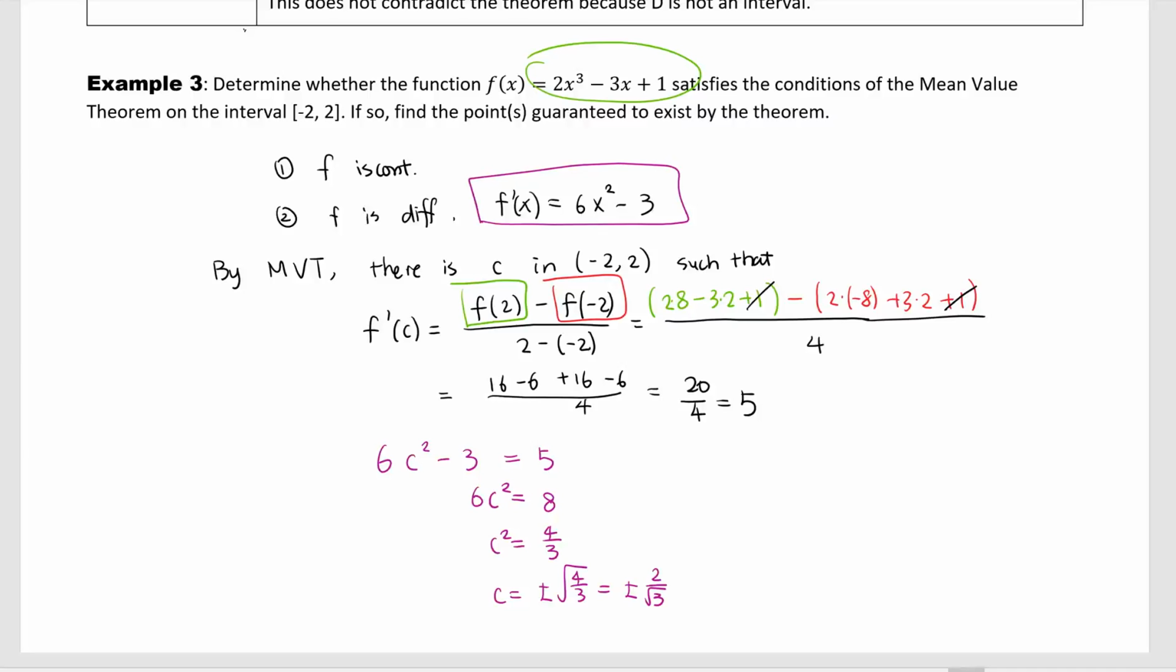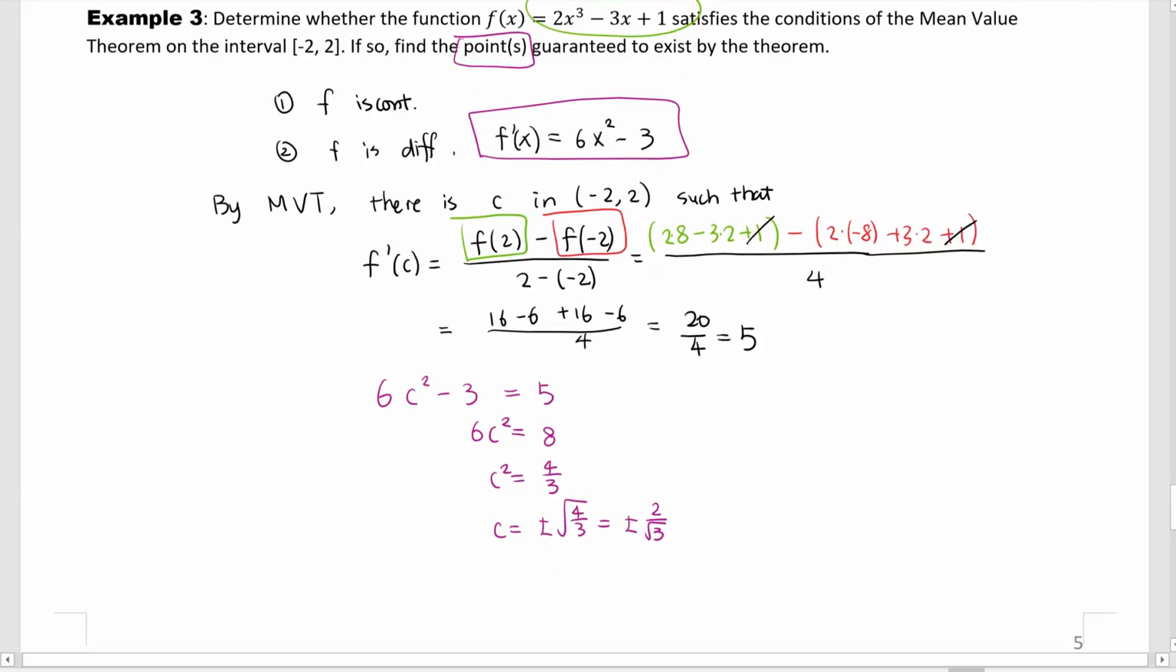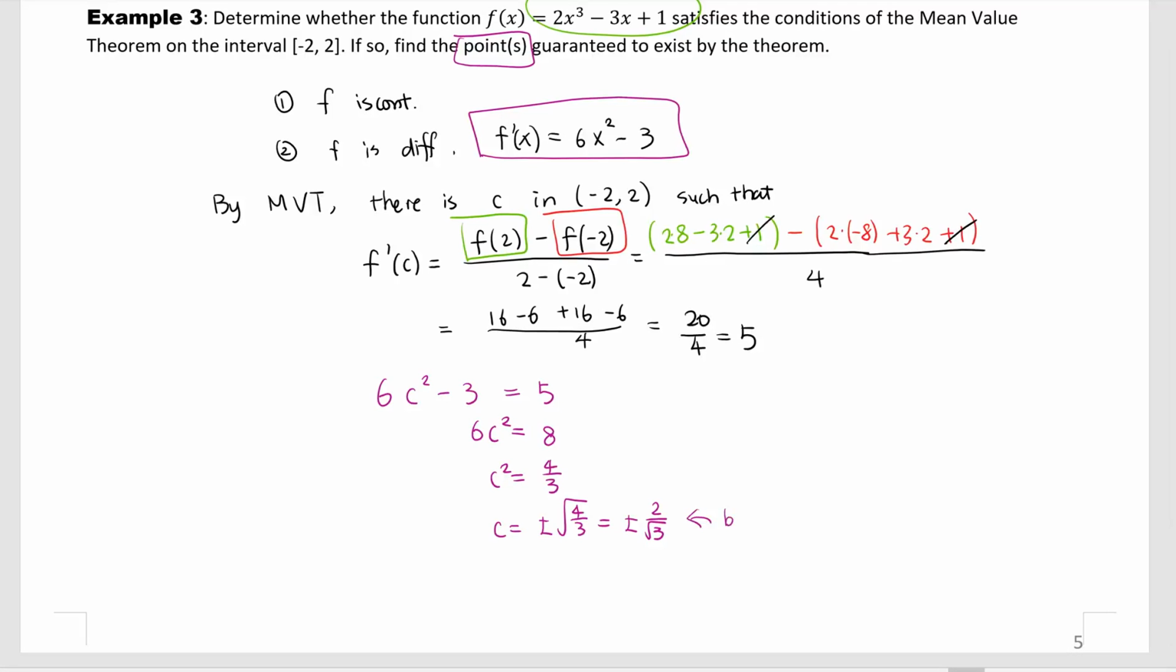Okay, so here we are looking for the points. So these are just x values. Because we're looking for the points, we also need to plug into f to find the y values. Okay, and you may notice that both of them are in the interval -2 and 2. So we consider both of them. Okay, so let's see.